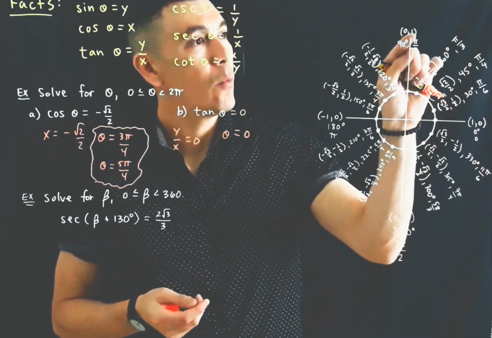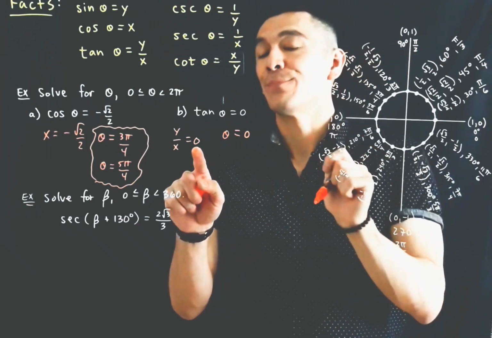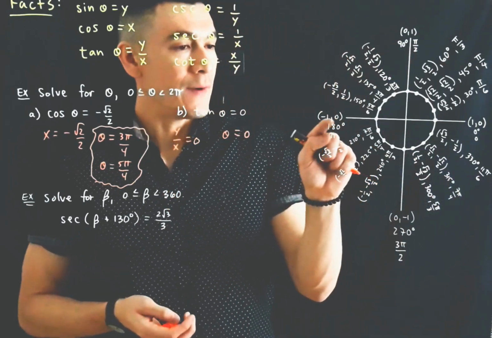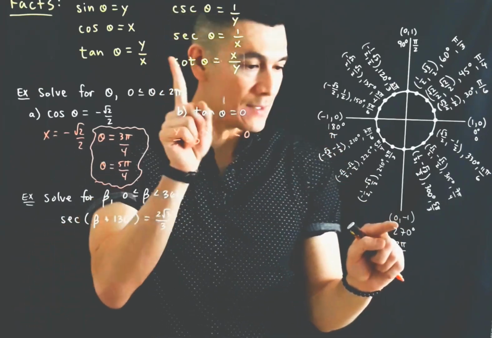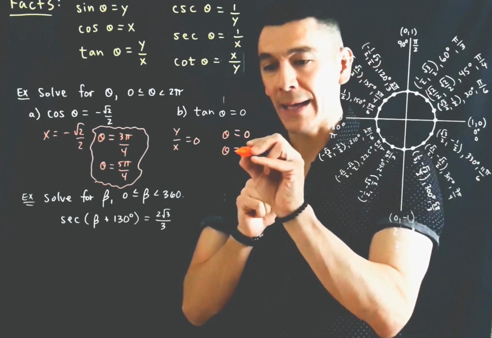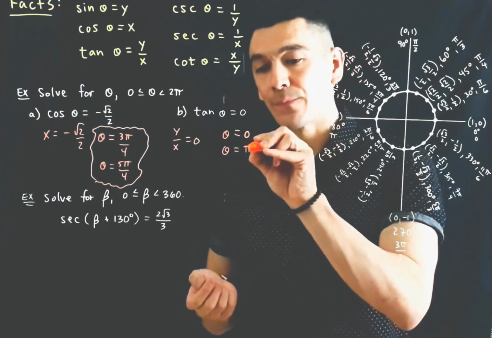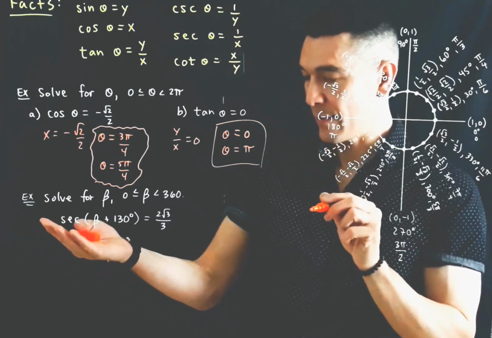How about up here? 1 divided by 0 is not 0. That would be undefined. 0 divided by negative 1, that works. Negative 1 divided by 0 doesn't work. So this location works as well. So we could add to the bag pi. Okay? Let's move on to a more higher level difficulty type of problem.